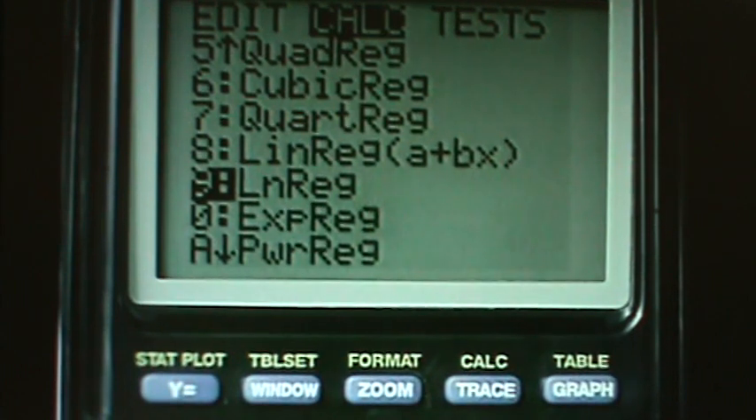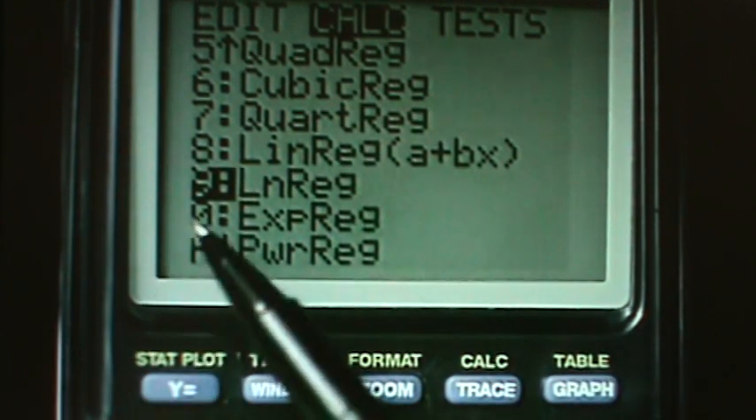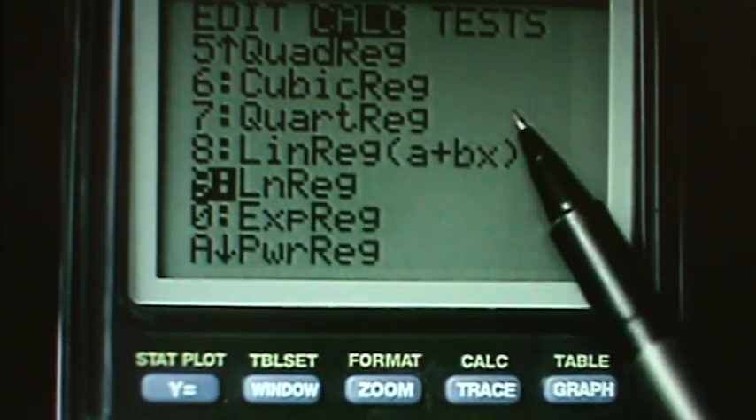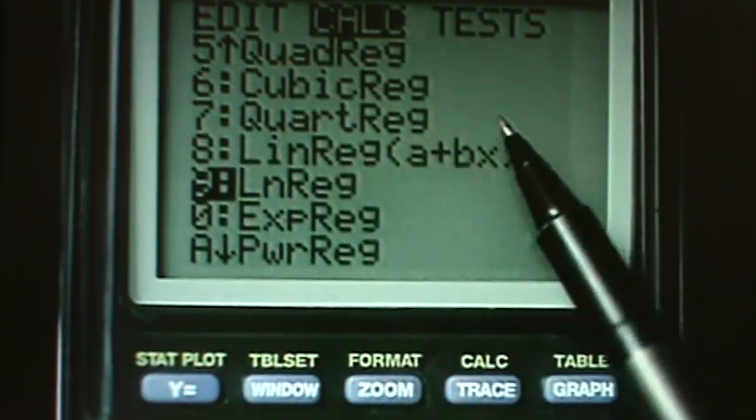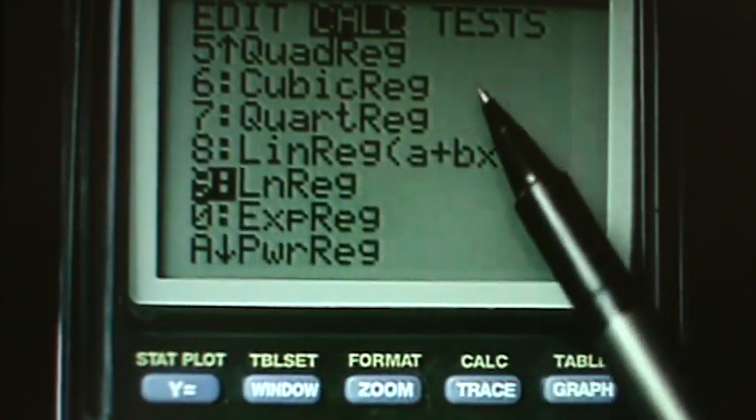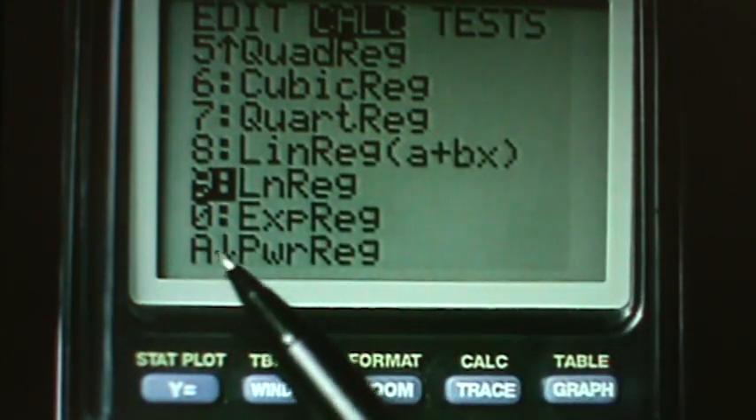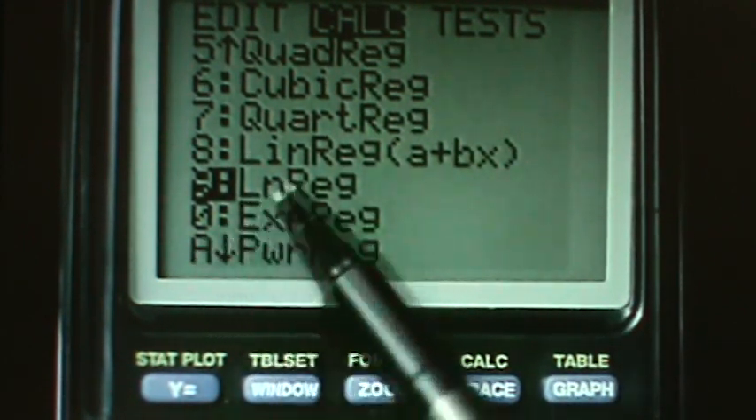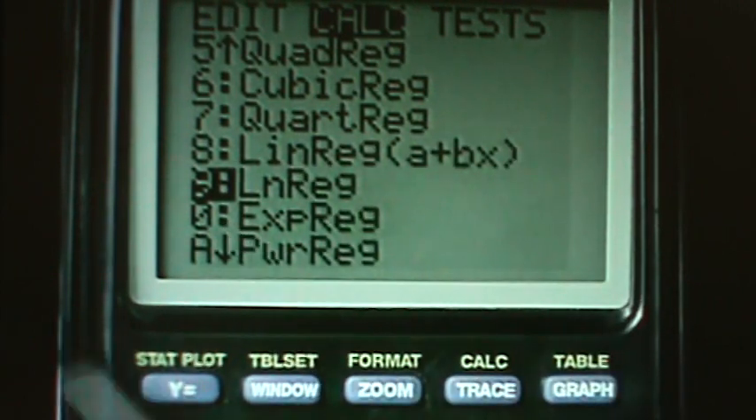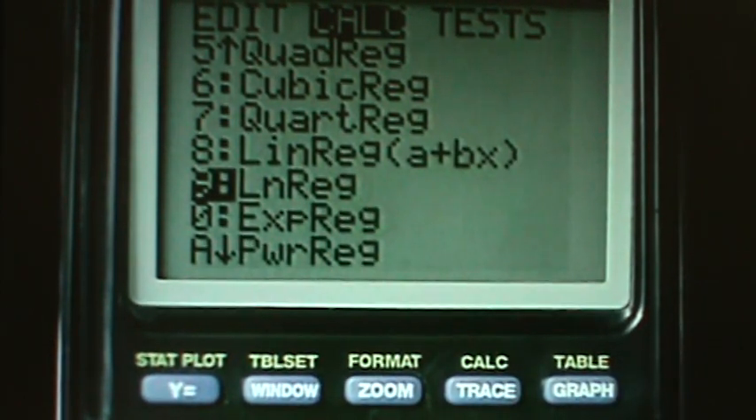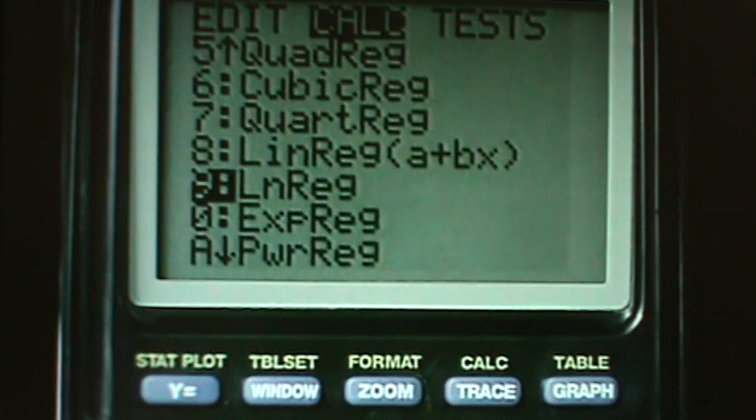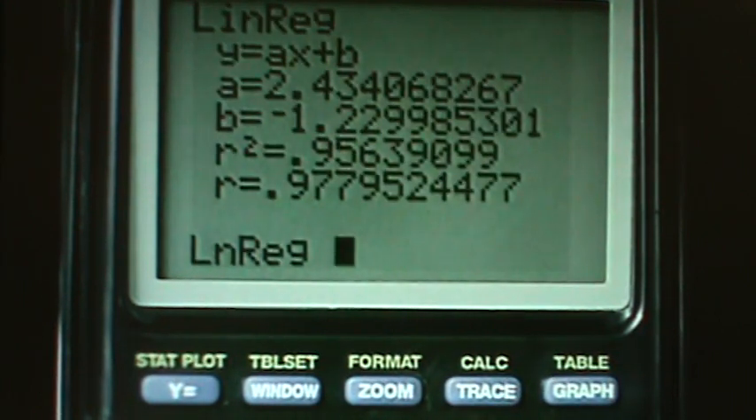Now, you know a natural log curve is a curve that's basically like this, and yet our data that we see is more like this. It's more of an exponential kind of set of data. So let's just see how the calculator is going to do a natural logarithmic regression on this and what the graph looks like. So I'll press enter here and then enter again.